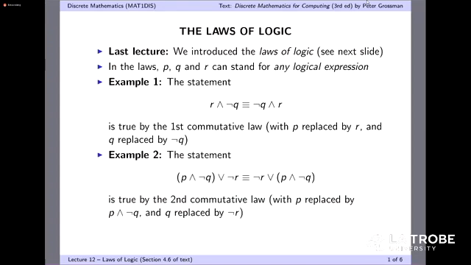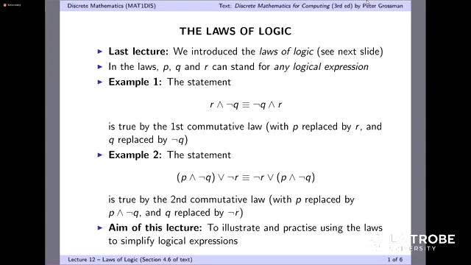Example 2, the statement P and not Q or not R is the same as not R or P and not Q. So this is again commutative. You just put them in a different order. So it's a second commutative law. These are similar kinds of laws that we studied previously. The aim of this lecture is to illustrate and practice using laws to simplify logical expressions.